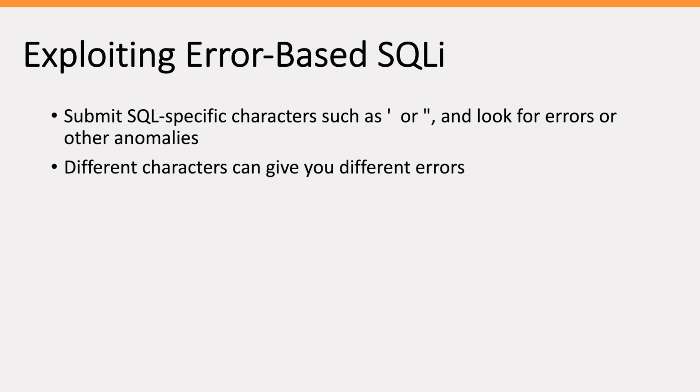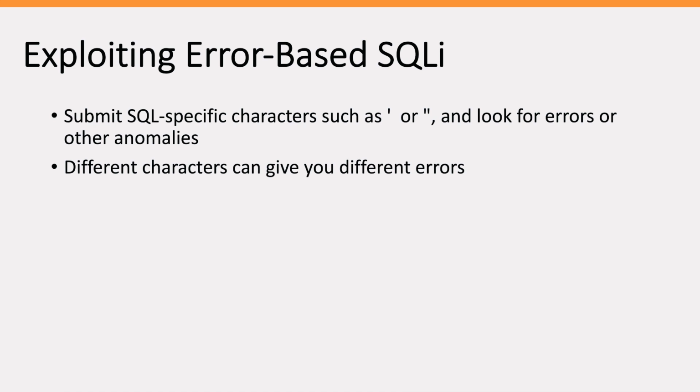Now, as a reminder, we said error-based SQL injection is an in-band SQL injection technique that forces the database to generate an error, giving the attacker information upon which to refine a query. So successful exploitation of an error-based SQL injection is the fact that you can get the application to output an error. So there's really not much to exploiting this vulnerability. All you would do is submit SQL-specific characters, again, such as the single quote or the double quote, and you look for errors in the application.